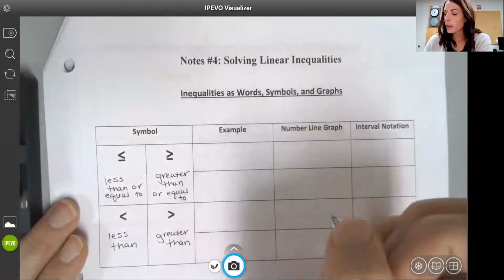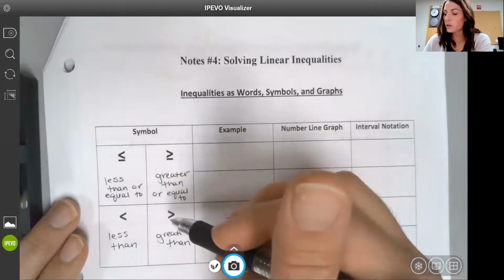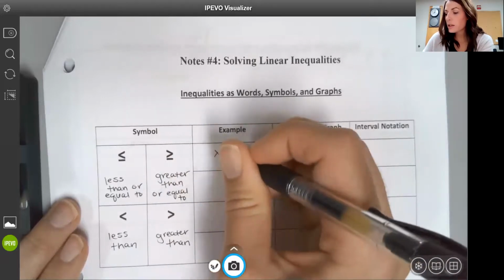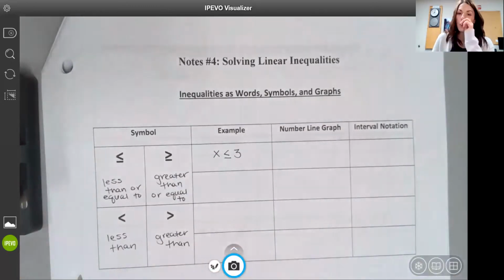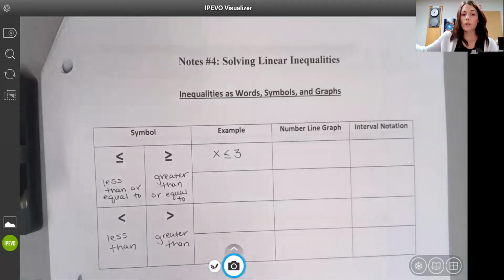So an example using our less than or equal to would be something like x is less than or equal to 3. What that means is that x doesn't just equal 3, but x could be any value that's less than 3 or equal to. And a good way to show the answer of an inequality is using a number line, because the solution is no longer just one value. It has an end or start point, and then either all the values less than that or all the values greater than that.